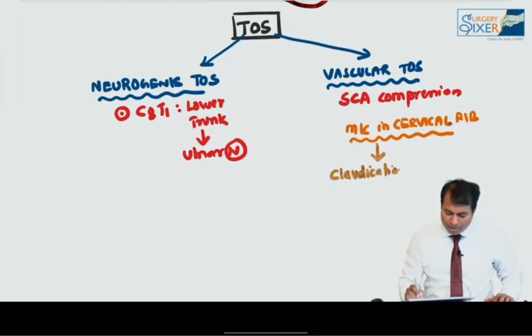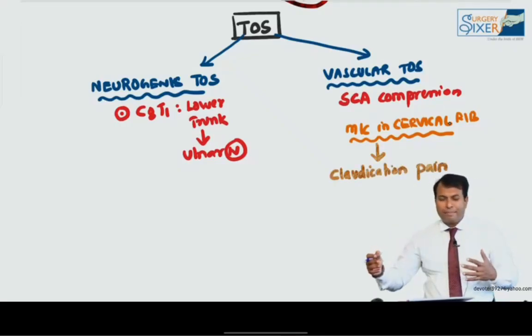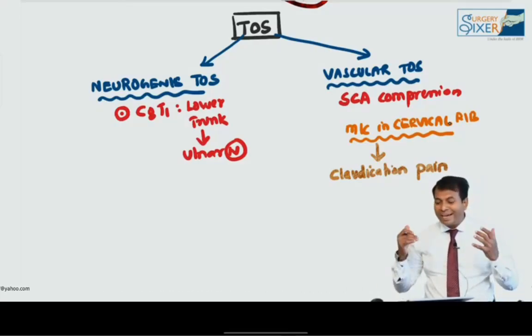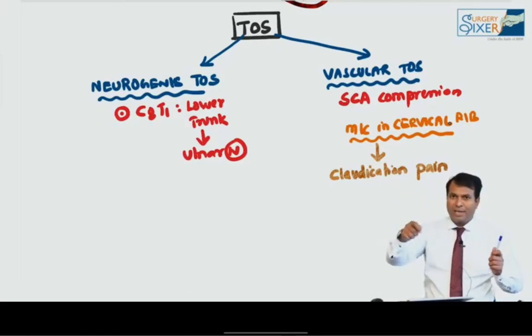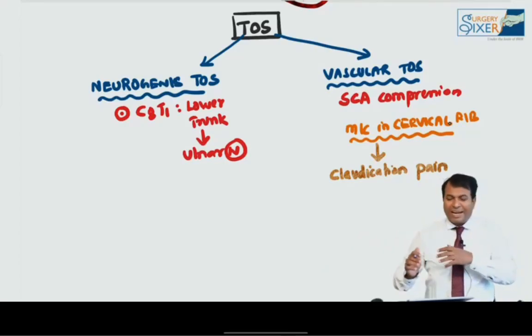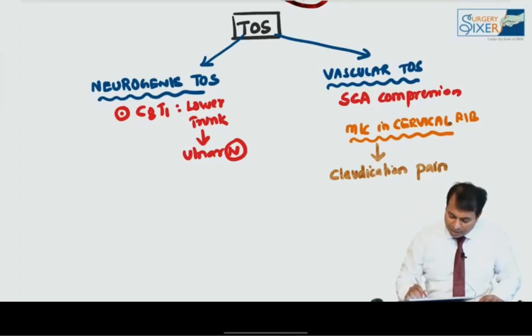Claudication means, I hope you remember what claudication is. You'll be discussing it in vascular surgery. For example, in the leg, when you start walking, the blood supply to the lower limb decreases and you get a pain that compels you to take rest. Same way, when I start working with my hand, for example cooking, playing shuttle, or writing fast, the blood supply to the upper limb will decrease because of compression of the subclavian artery, and I will have claudication pain and I will leave the hand down. That is a classical clinical feature.